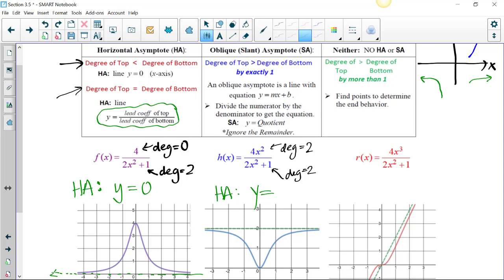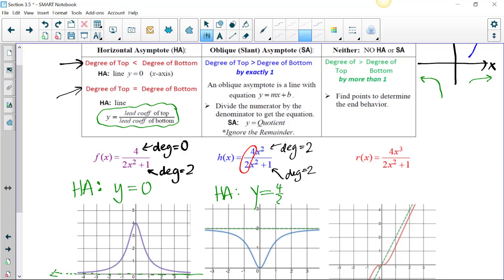A ratio of the leading coefficients. So it's the leading coefficient of the top over the leading coefficient at the bottom. Remember that leading coefficient means the coefficient on the term that has the highest power of x. So this is my ratio of my leading coefficients.